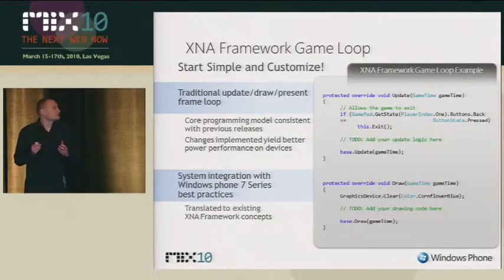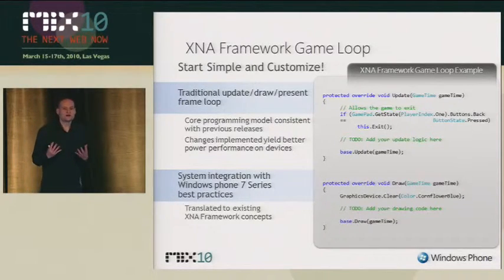And you can see there's two main functions here. There is the update function for doing your game logic, processing input, playing sounds, and then the draw function, which is really about pushing the content to the screen. We've also translated a lot of existing concepts to Windows Phone 7 series. So for example, when an incoming call comes in, we flag the same event that we flag on Xbox 360, for example, when you push the guide button and bring up the guide experience, or when a user clicks away from the window on a PC.